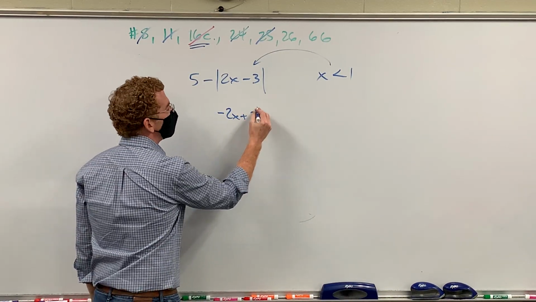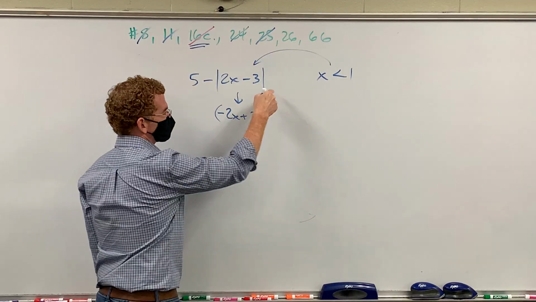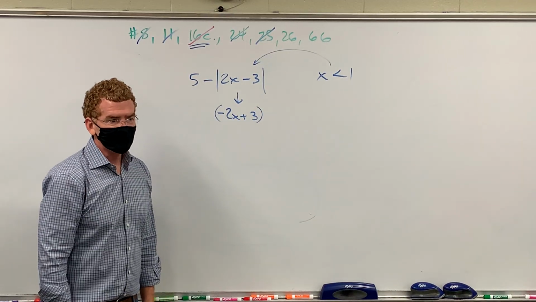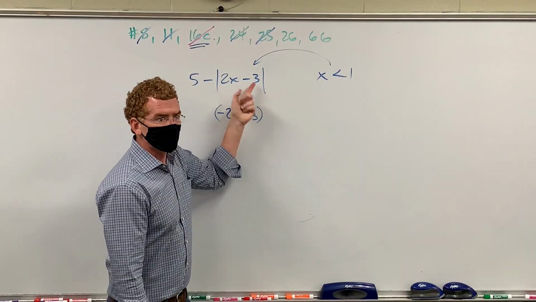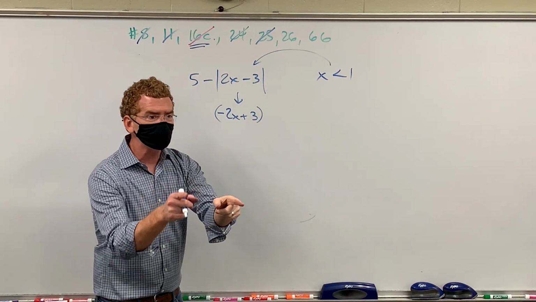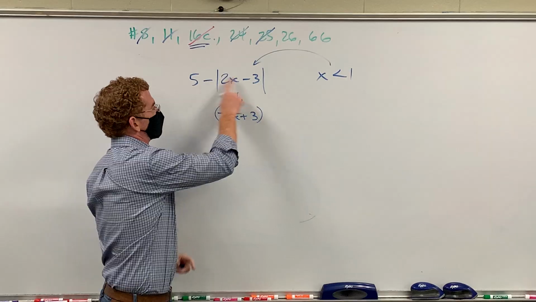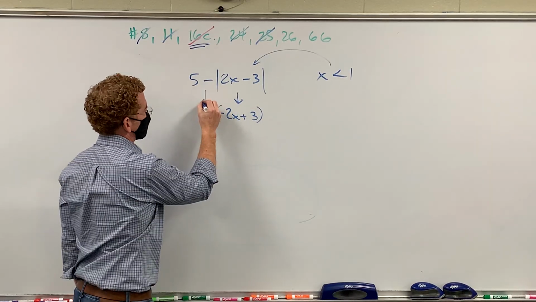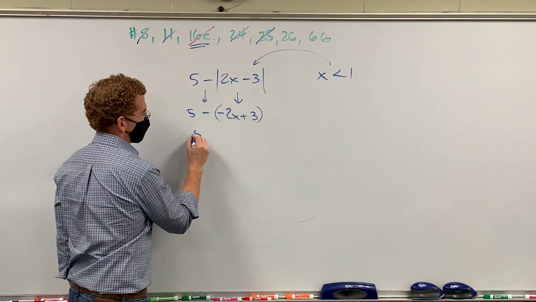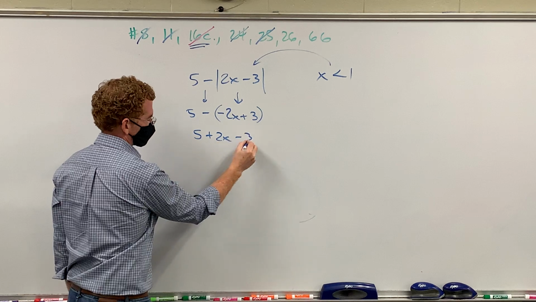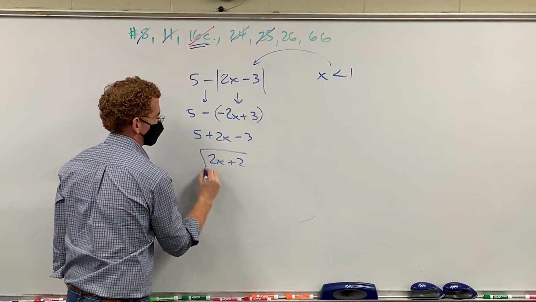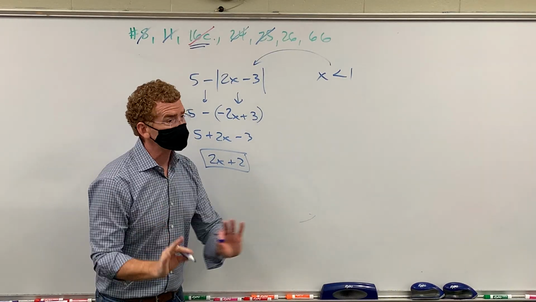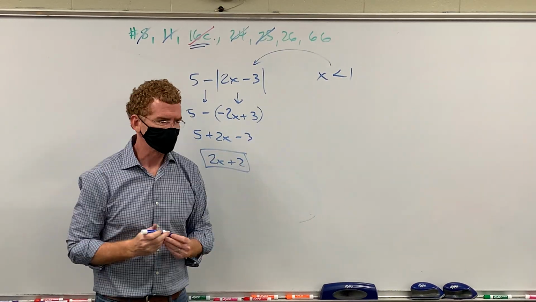Negated to make the absolute value go away. Because every value smaller than 1, when you plug it in there, makes that a negative number, and to make the absolute value work, you would have to negate it. Drop down the negative, drop down the 5, and I end up with 5 plus 2x minus 3. So this is equal to 2x plus 2, as long as the values are less than 1.